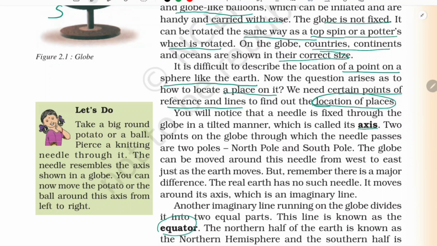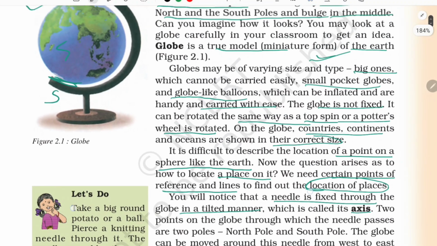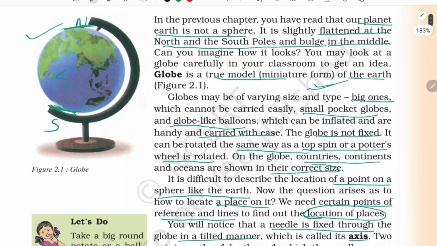You will notice a needle is fixed through the globe in a tilted manner. In reality such a needle is not there. Here you can see a needle fixed in tilted form, not straight. Why? Because the earth is not a perfect circular shape, it is a geoid shape, flattened at its poles. So this needle is also a reference.